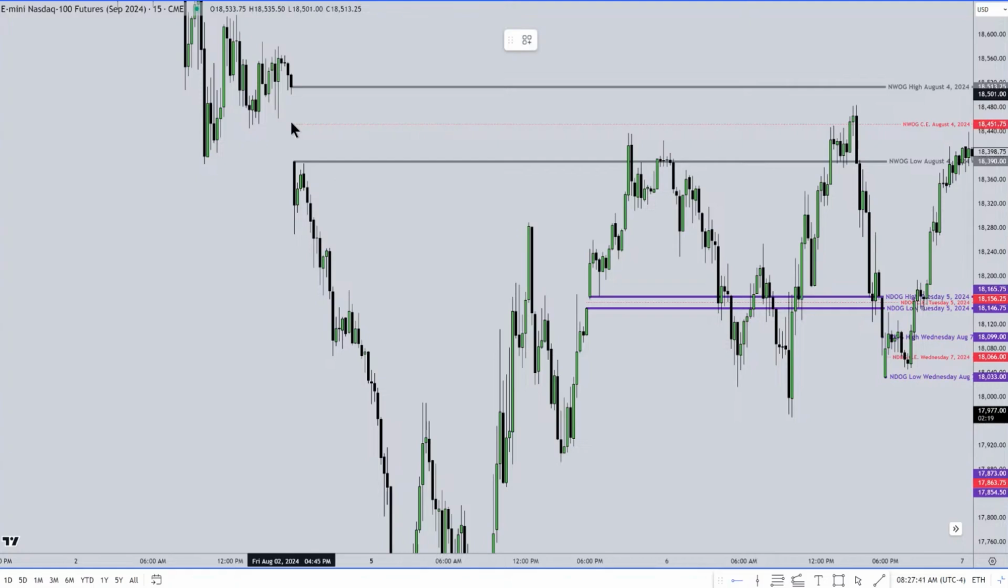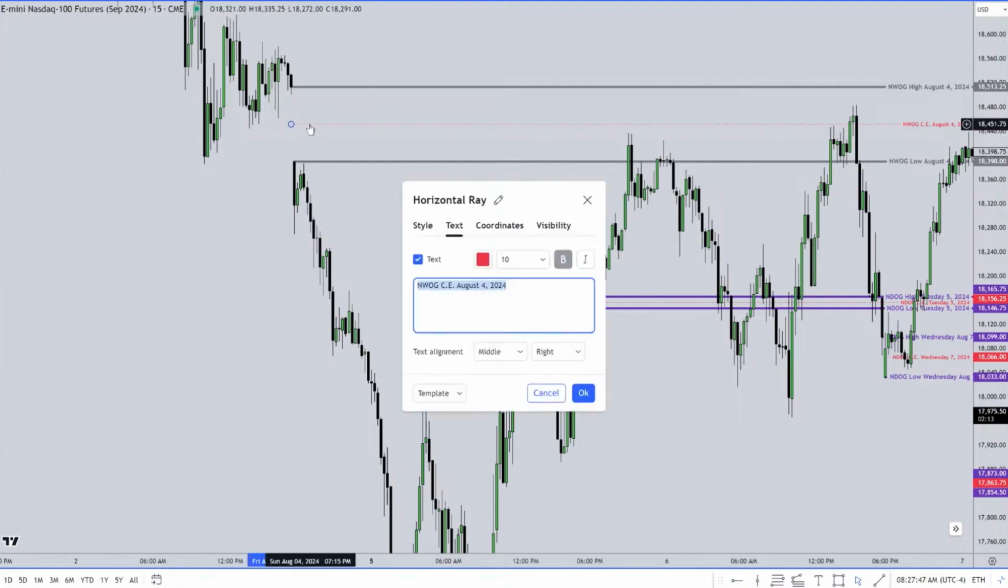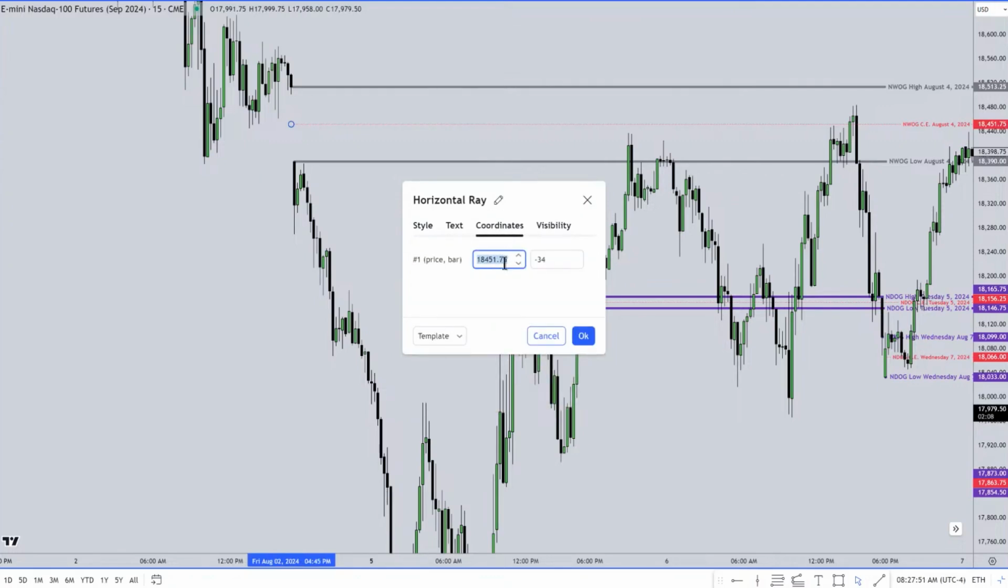And if you have to calibrate it, you just drop it in close proximity to it, and then in the coordinates, you just put the price in, 18,451.75. And then if you have to move it around, you just do these types of things here, so that it's sitting either below the high or just above the low. That way it's closely correlated, so you know what you're monitoring.